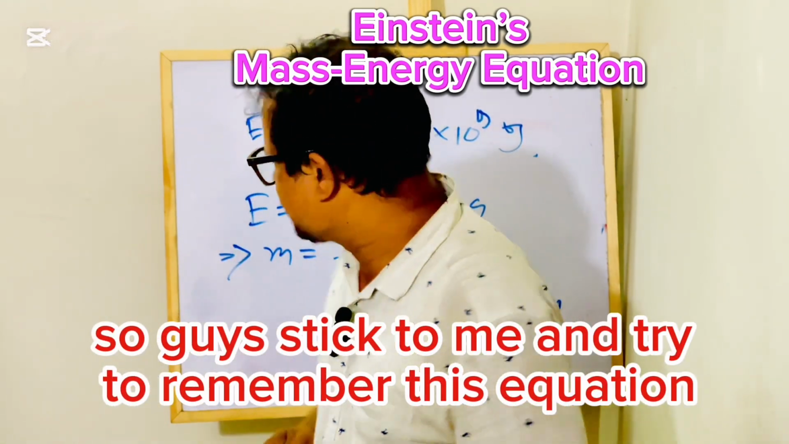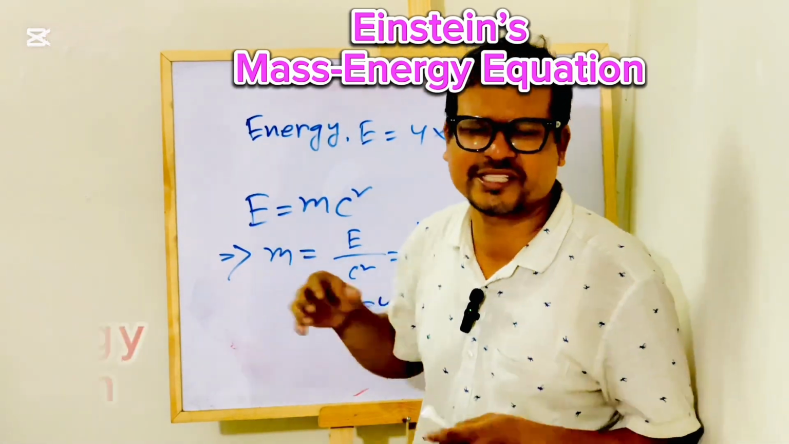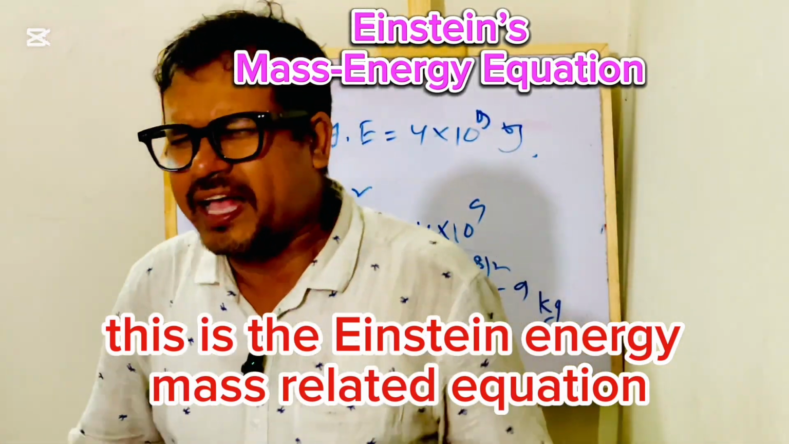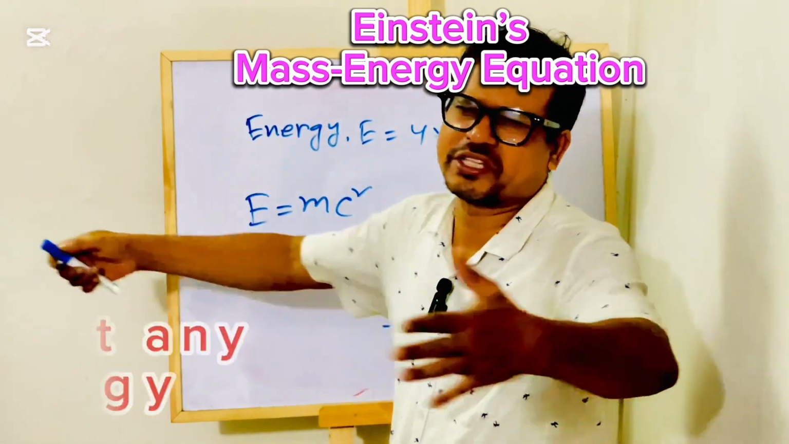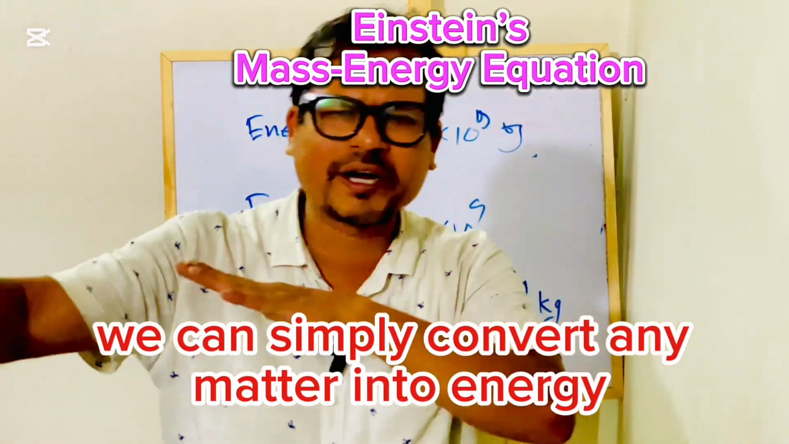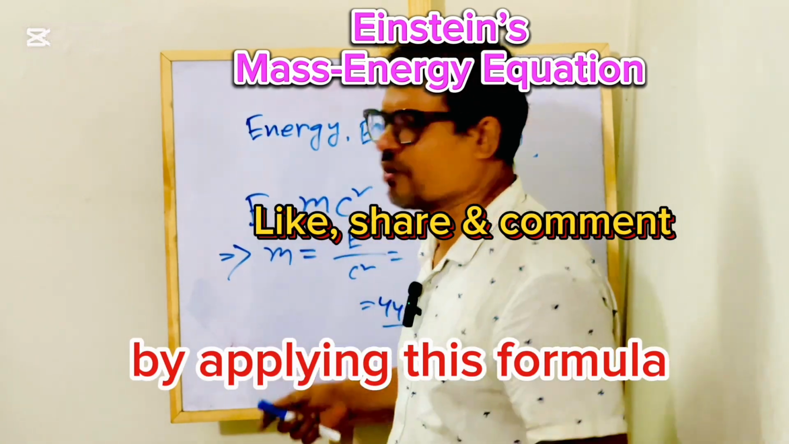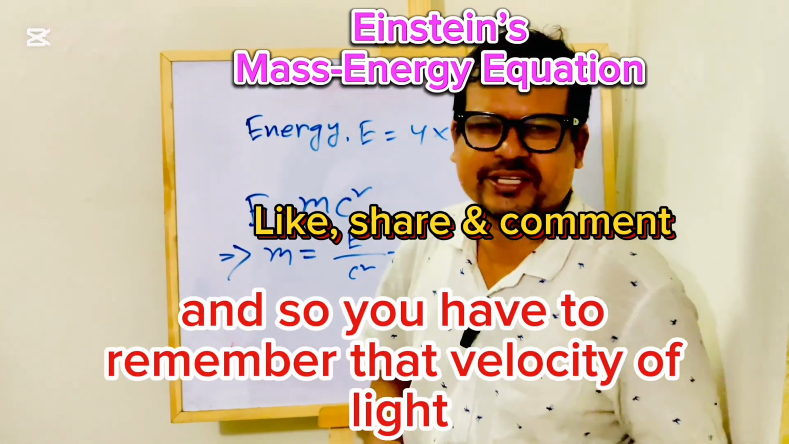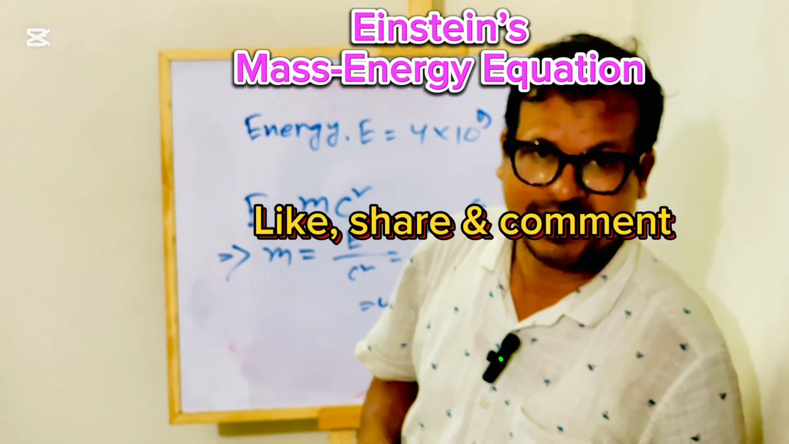So guys, stick with me and try to remember this equation, E equal to mc squared. This is the Einstein energy-mass relation equation. By this equation we can simply convert any matter into energy, and energy into matter, by applying this formula. And we have to remember the velocity of light, 3 into 10 to the power 8 meter per second.